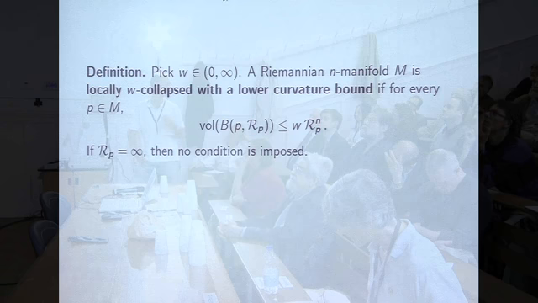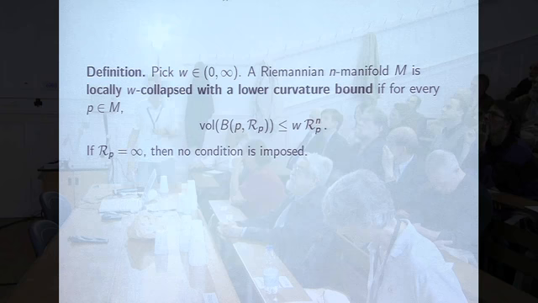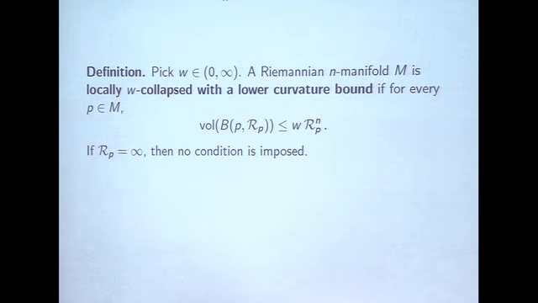I'm not really sure it's the right way of parsing this; you could imagine scrambling the words in this condition. Anyway, the mathematics is clear. We're saying that if you take a point P and look at the ball of radius the curvature scale, then its volume should be at most w times its radius to the nth power. Now, in the case when the curvature scale is infinite, we don't impose any condition at all.